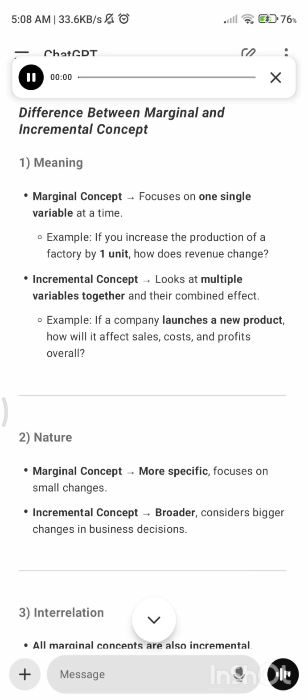Difference between marginal and incremental concept. 1. Meaning. Marginal concept focuses on one single variable at a time. Example, if you increase the production of a factory by 1 unit, how does revenue change? Incremental concept looks at multiple variables together and their combined effect. Example, if a company launches a new product, how will it affect sales, costs, and profits overall?